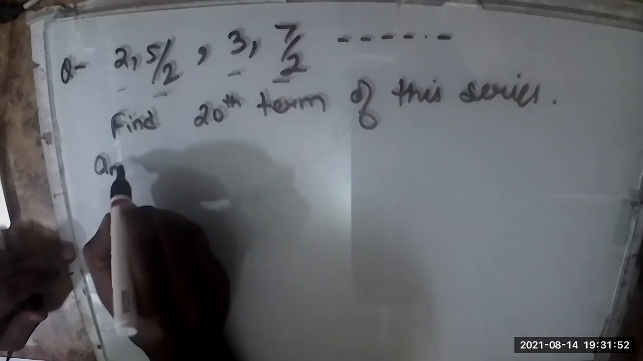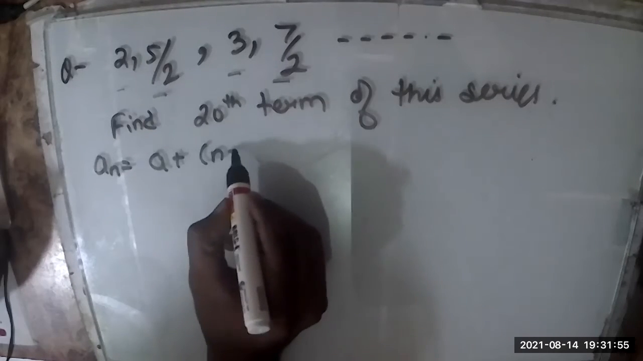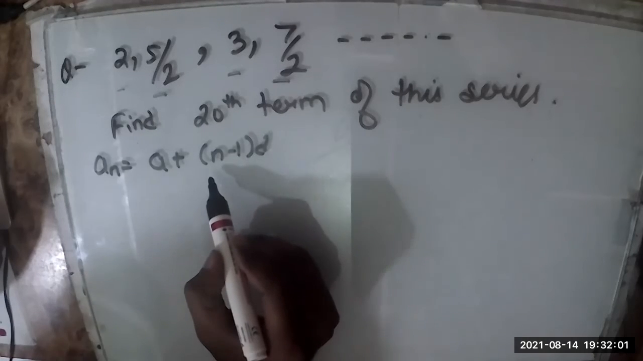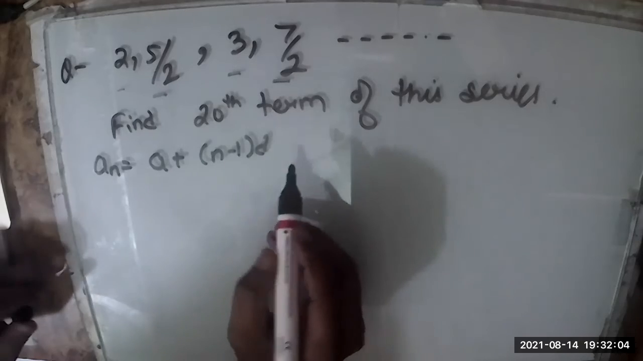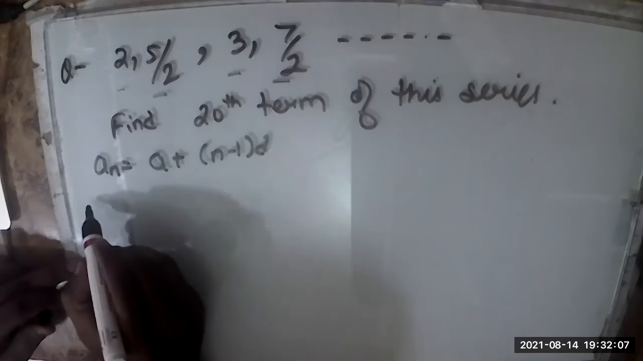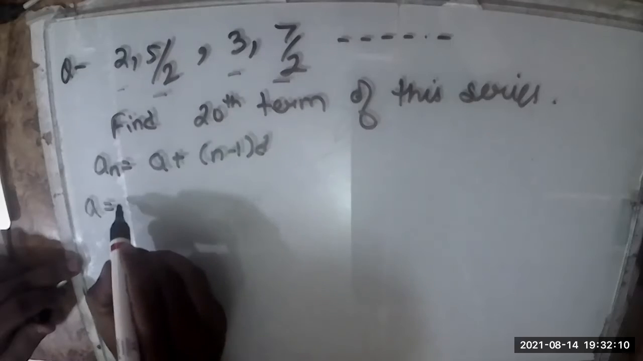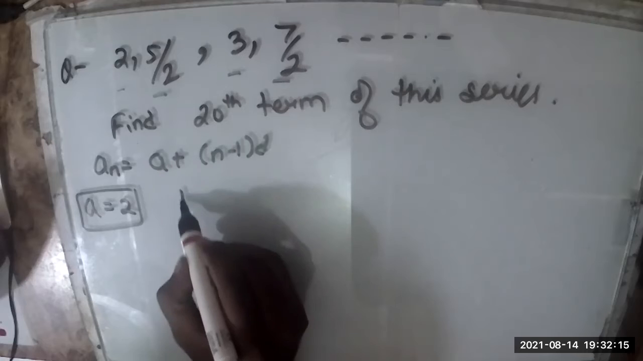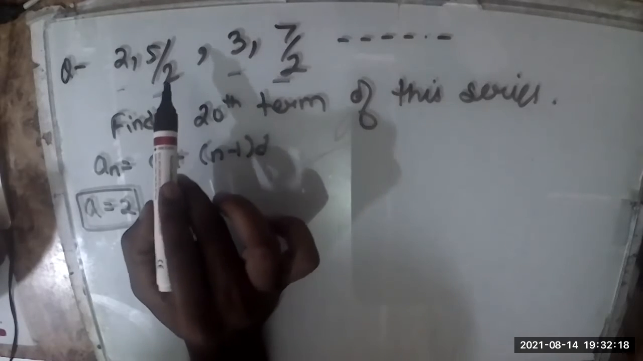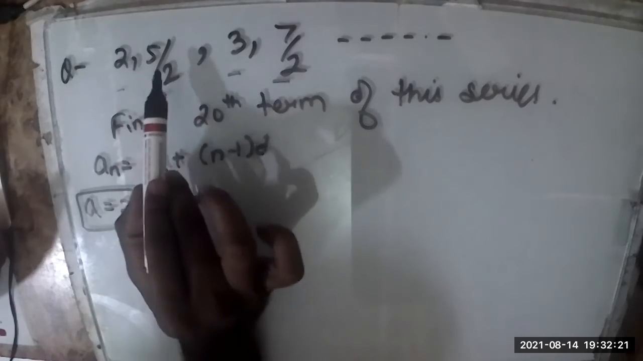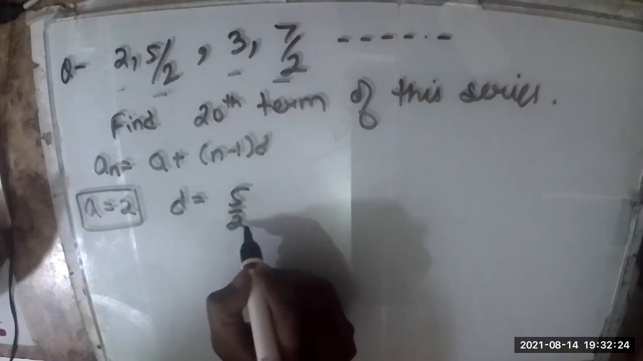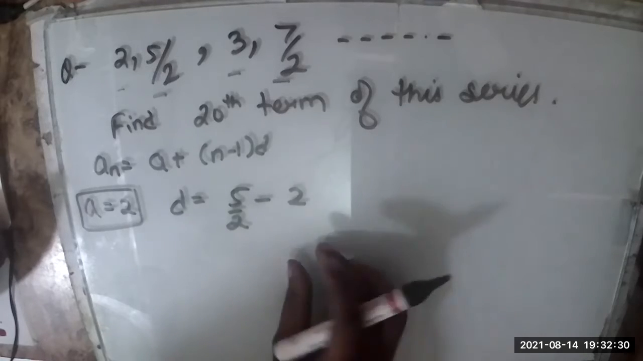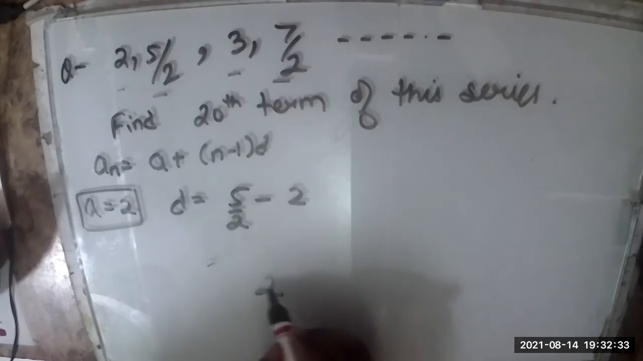What is the formula? An is equal to A plus n minus 1 into D. What is A? A is the first term. N is the number of the term which we have to find, and D is the common difference. First of all we have to find A. You can see A is the first term, which is 2. A is 2, just put it in a box. After that we have to find D, the common difference. We can find the common difference by subtracting any number from its previous number. So we'll subtract 2 from 5. What will be the answer? It's 3.